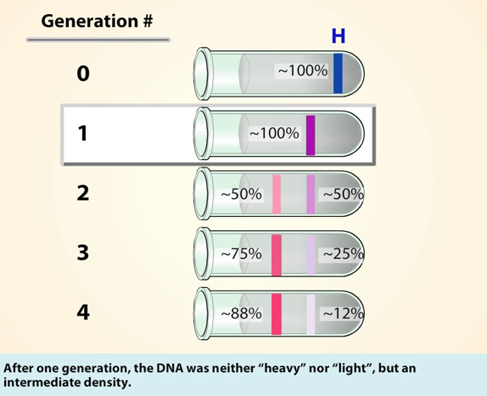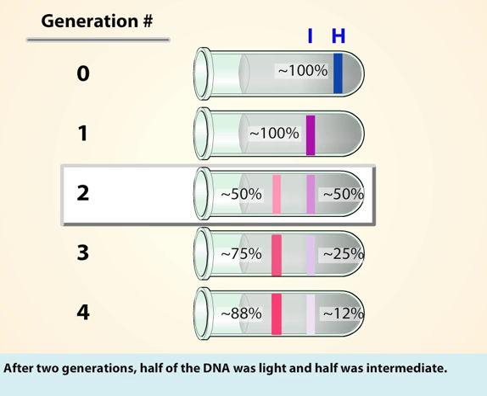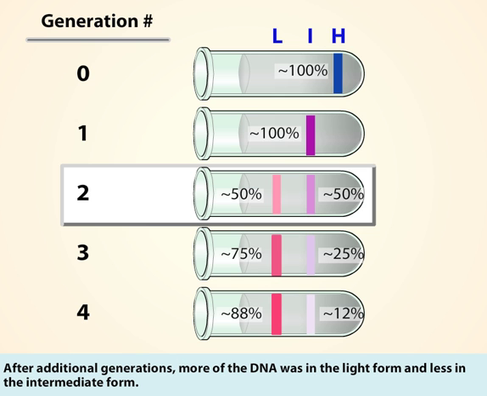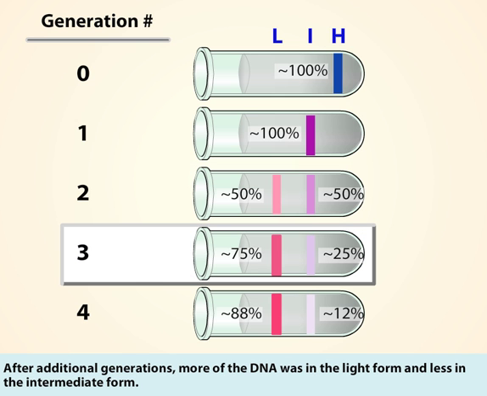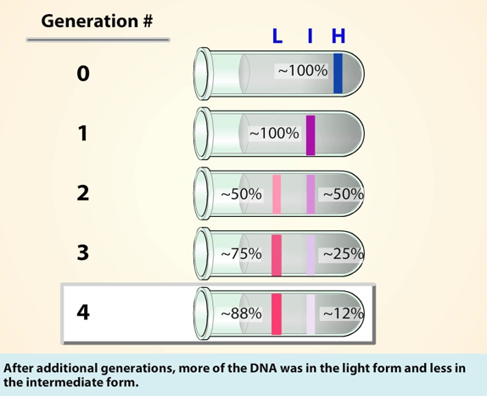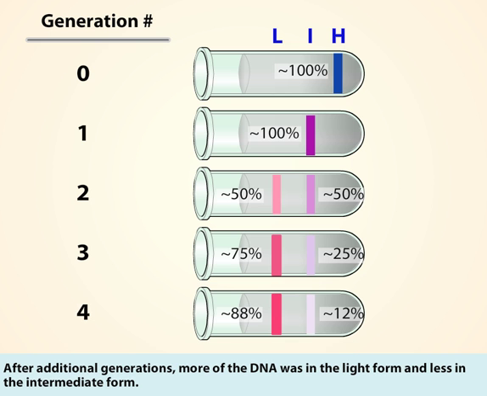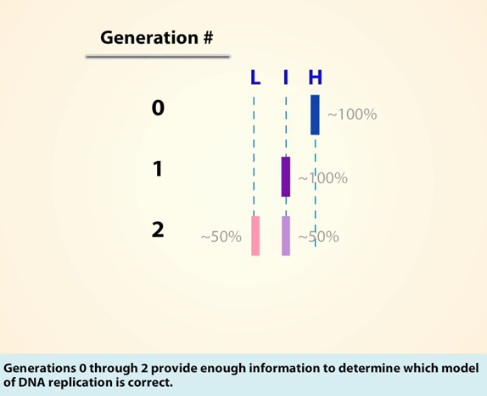After one generation, the DNA was neither heavy nor light, but an intermediate density. After 2 generations, half of the DNA was light and half was intermediate. After additional generations, more of the DNA was in the light form and less in the intermediate form. Generations 0 through 2 provide enough information to determine which model of DNA replication is correct.